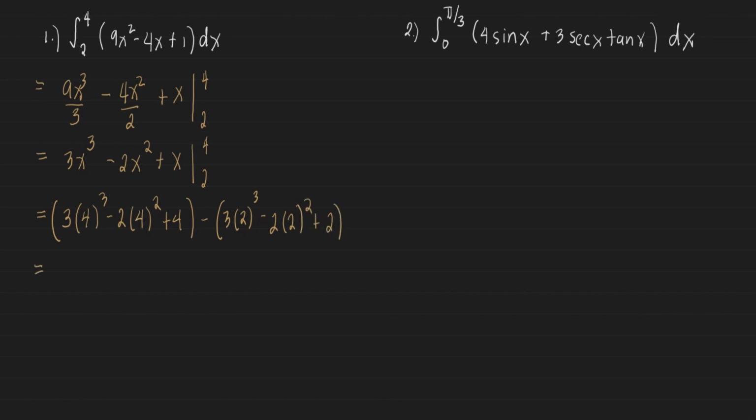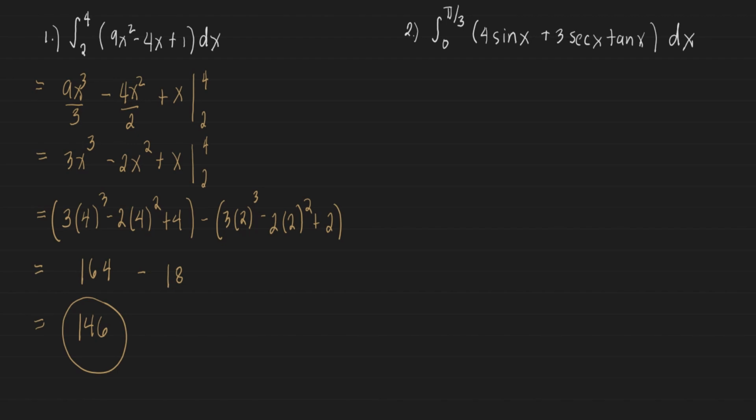So the first term, when we solve this, we get 164. And for the second term, when we compute this one, we will be getting 18. So 164 minus 18, we get 146. So our definite integral of 9x squared minus 4x plus 1 dx from 2 to 4 is 146.